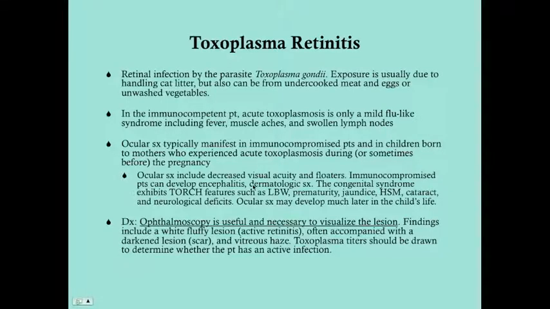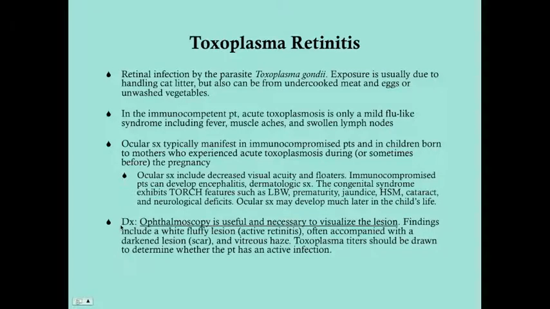With the congenital syndrome in babies born to mothers who acquired toxoplasma during the pregnancy, they'll have some of those typical TORCH features like low birth weight, premature birth, jaundice, hepatosplenomegaly, cataract, neurologic deficits, mental retardation, and so forth. And then the ocular symptoms can be present at birth, but in some cases, the child doesn't develop ocular symptoms until adolescence. So ocular symptoms might not develop until much later.